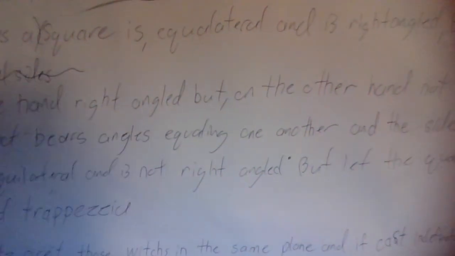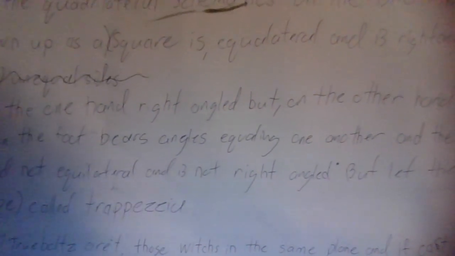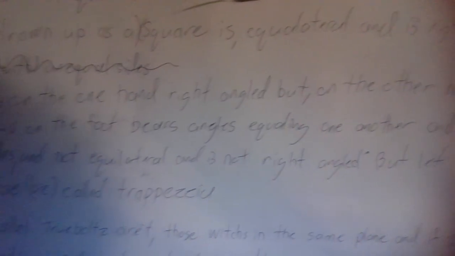A rhombus is that which is equilateral but not right-angled, and a rhomboid is that which has its opposite sides and angles equal to one another but is neither equilateral nor right-angled. But let the quadrilaterals besides these be called trapezia. Twenty-three. Parallel straight lines are those which, being in the same plane and being produced indefinitely in both directions, do not meet one another in either direction.